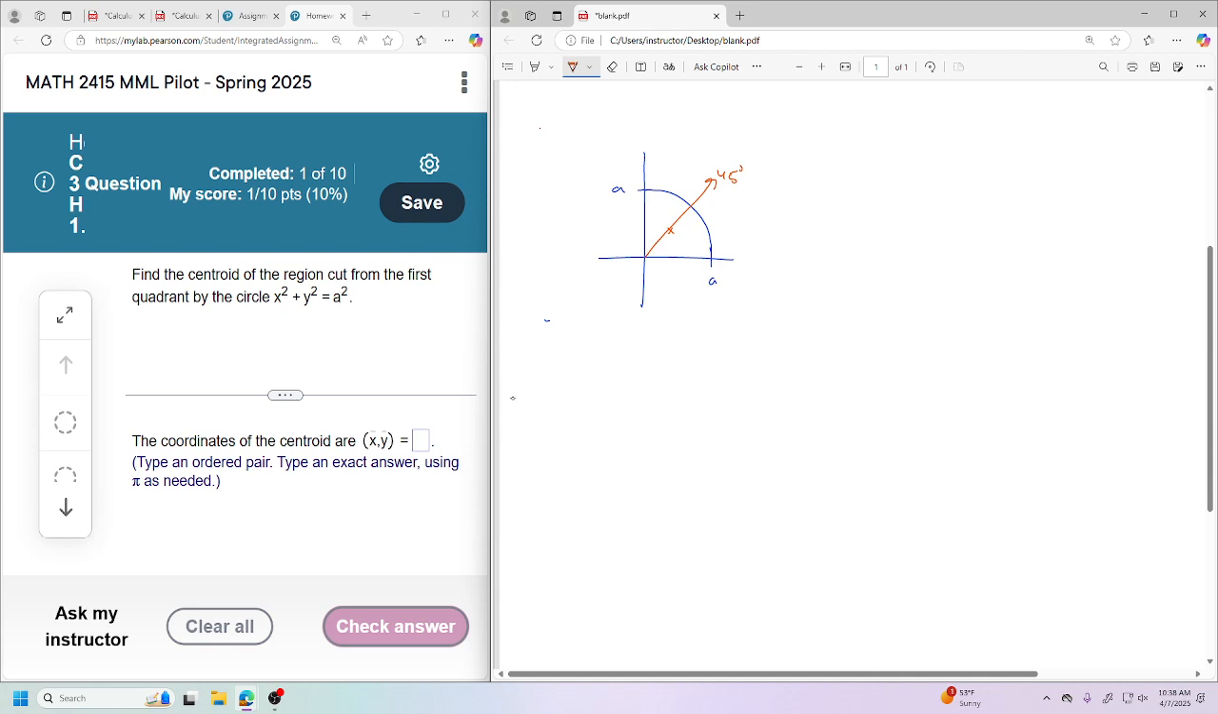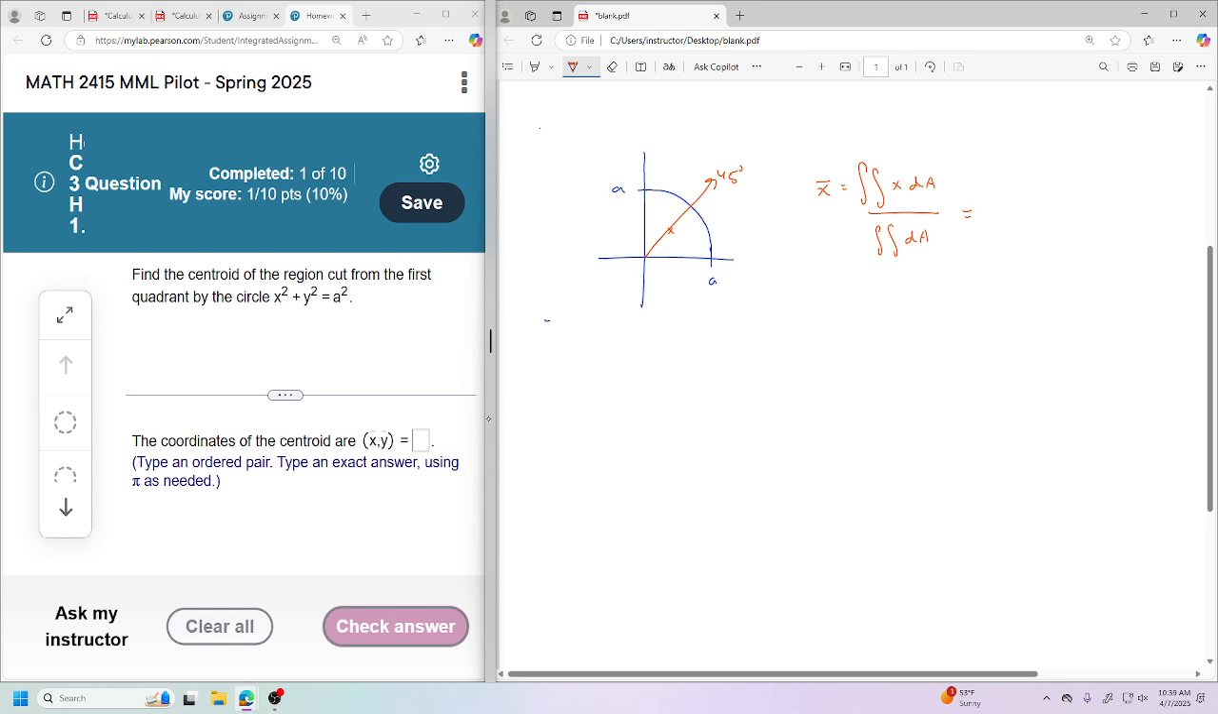Okay, so x bar is the double integral of f dA divided by the double integral of dA, essentially. Oh, no, it's not f anymore. It's x, right? And then we do the same for y. And I think if I found x, it's going to be the same for y. They're symmetric, right? Again, 45 degrees, x and y are going to be the same. So let's start finding it.